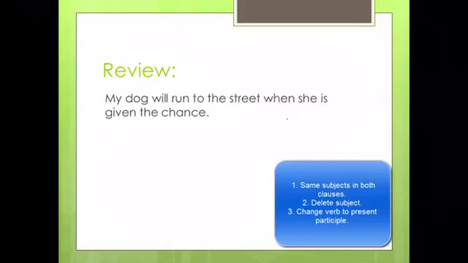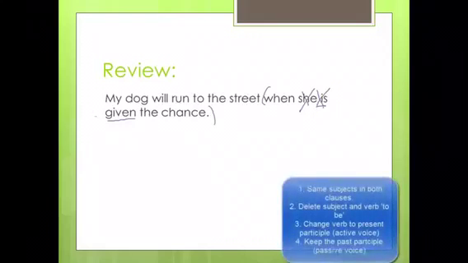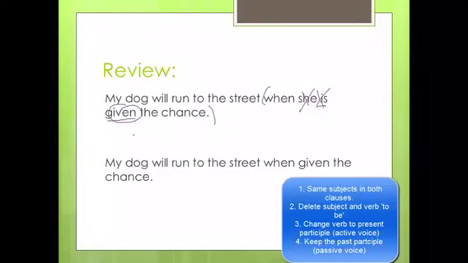And the other thing to remember is, if in my adverb clause I have the passive voice, like in this example is given, then after I delete my subject and my verb to be, I keep my past participle. So my sentence would become, my dog will run to the street when given the chance.